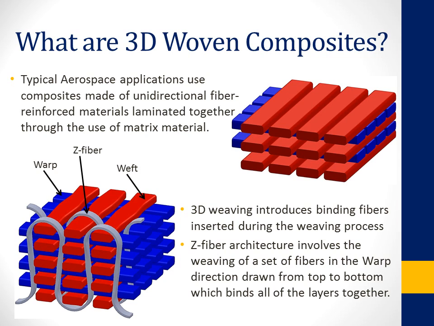Most aerospace applications use composites that are made of unidirectional fiber-reinforced materials laminated together through the use of a matrix material. The most common problem is that in between the fiber toes, where the matrix epoxy is, if the composite is exposed to many stresses, in between the fiber toes, it's only as strong as the matrix material is.